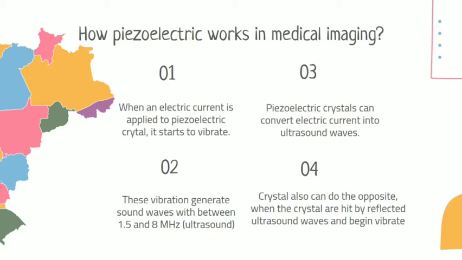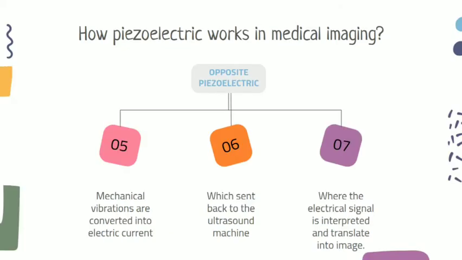Crystals can also work the opposite way. When the crystal is hit by reflected ultrasound waves, it starts to vibrate. Then the mechanical vibrations are converted into electric current, which is sent back to the ultrasound machine. The electric signal is then interpreted and translated into an image.